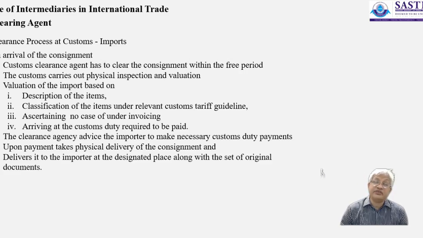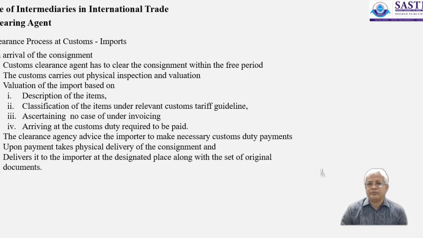The customs carry out physical inspection and valuation. If the customs deem it necessary, they will ask to open the container seal and inspect the goods. Then they will decide upon the value of the duty that has to be paid. So valuation of the import is based on the description of the items, where the description of the items is in the commercial invoice, and classification of the item under the relevant customs tariff guideline. Every product is listed in a category with a particular code, and that duty has to be levied.